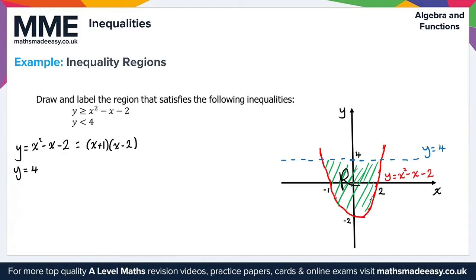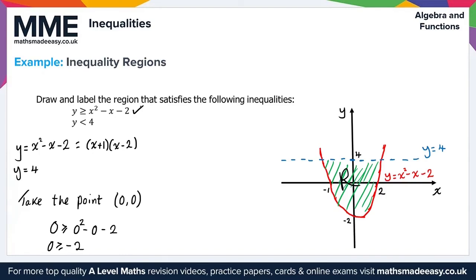And we can also try a point here just to verify this region. So let's say we have the point 0, 0. Well, let's double check this now against both inequalities here. So 0, hopefully, is greater than or equal here to 0 squared minus 0 minus 2. And clearly in this case, 0 is greater than or equal to minus 2. So it holds for this inequality.